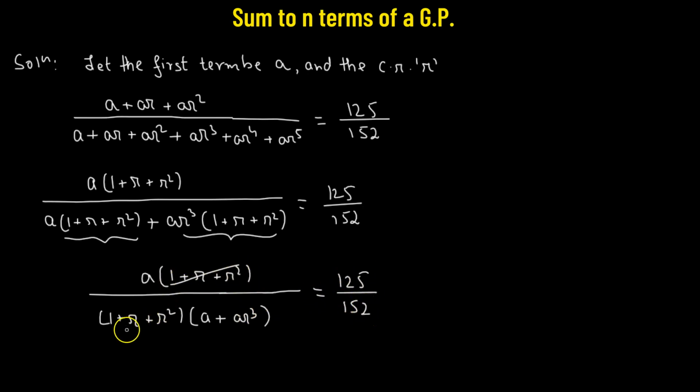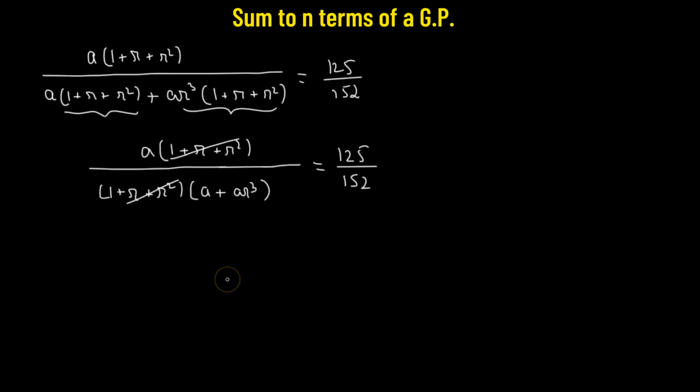So 1 plus r plus r squared gets factored out from both the numerator and denominator. In the numerator, we are left with a, divided by, in the denominator, a plus ar cubed, which is simply a times 1 plus r cubed. So this will be equal to 125 divided by 152. So we have a and a factoring out from the numerator and the denominator. Now we're going to cross multiply.